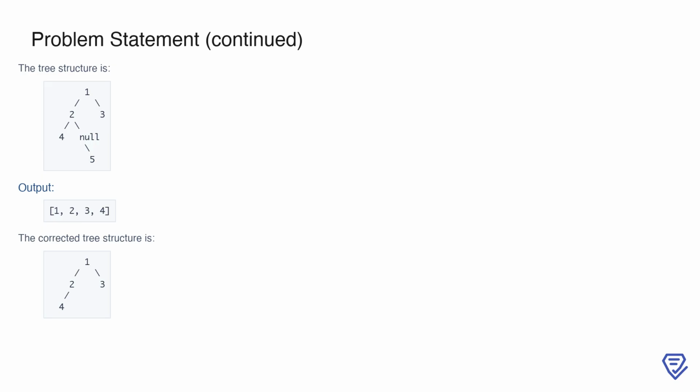The input tree is represented as 1, 2, 3, 4, null, null, null, null, 5. When visualized, the root node 1 has 2 children, node 2 on the left and node 3 on the right. Node 2 has a left child, node 4, and node 4 has an additional right child, node 5. This node 5 is the incorrect leaf node that needs to be removed. After correcting the tree, the output representation becomes 1, 2, 3, 4.